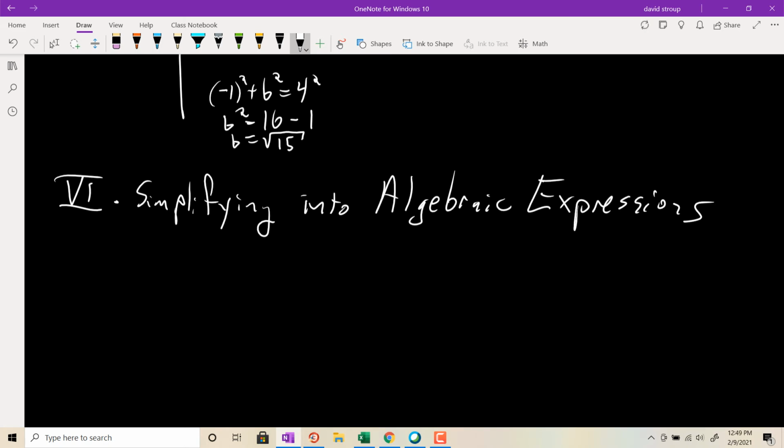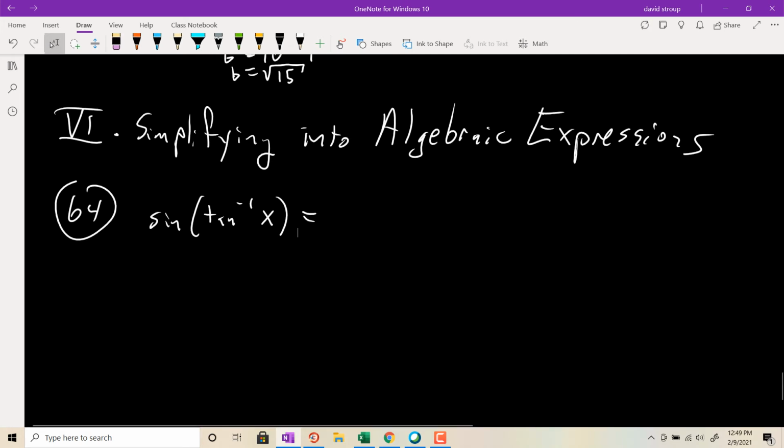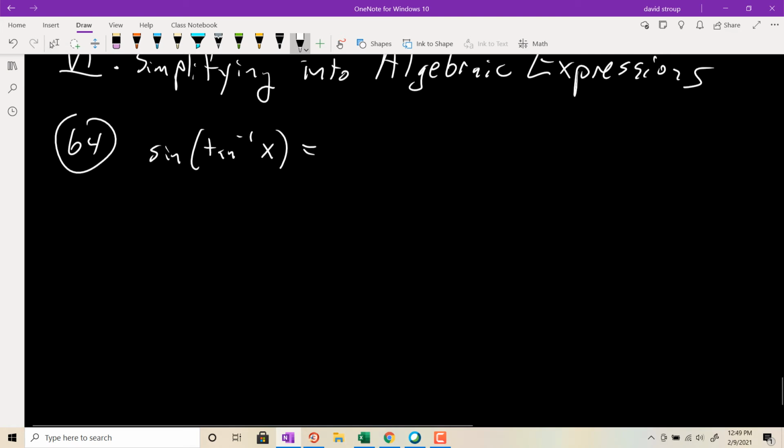So what's the deal? We're going to take an expression like sine of tan inverse of x and rewrite it just in terms of maybe some fractions, some variables, some square roots, no trig functions. Okay, so here we go. The first thing I'm going to do is reimagine x as a ratio. So x is the same as x over 1, and the input of tan inverse in this case will be opposite over adjacent.